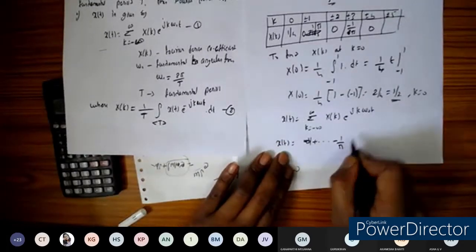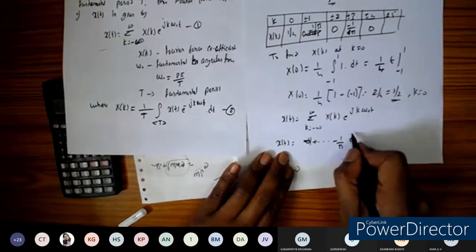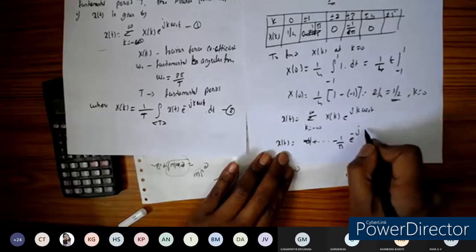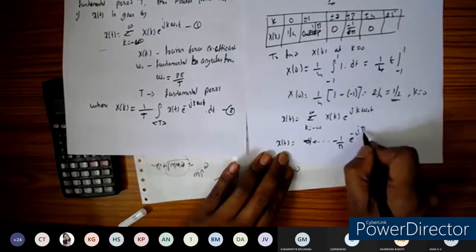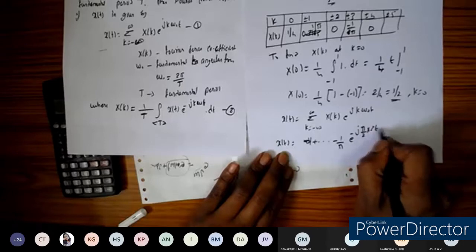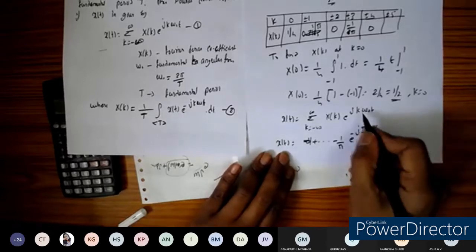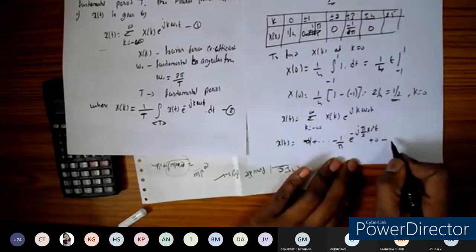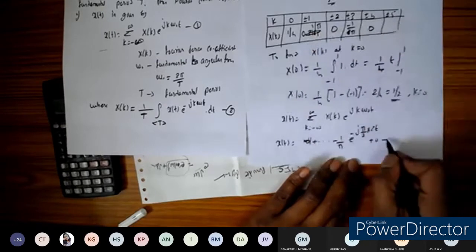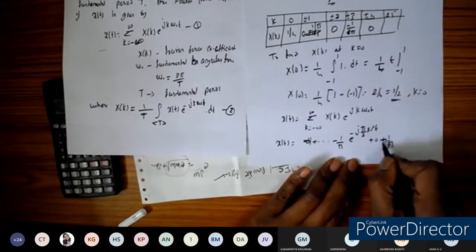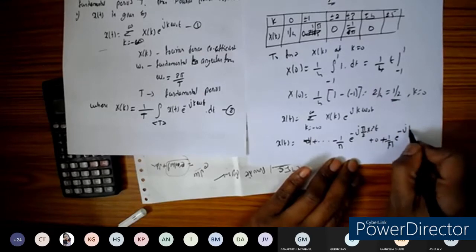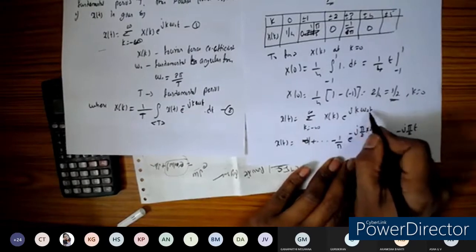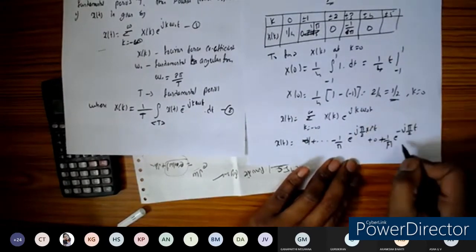So minus 1 by pi for k is equal to minus 3, we can write as e to the power of minus j. K value is minus 3 and omega naught is pi by 2, already we found out here. So it is minus pi by 2 into 3, we'll get 3t. So this is for k is equal to minus 3. For k is equal to minus 2, it is 0. For k is equal to minus 1, we have 1 by pi into e to the power of minus j pi by 2 into t, because the value of k is minus 1 and omega naught is pi by 2. So we are going to substitute here.